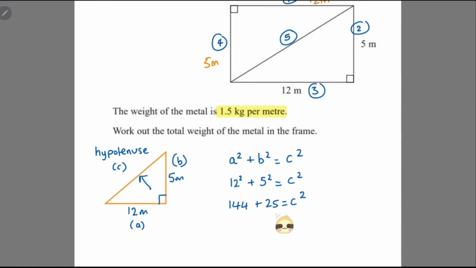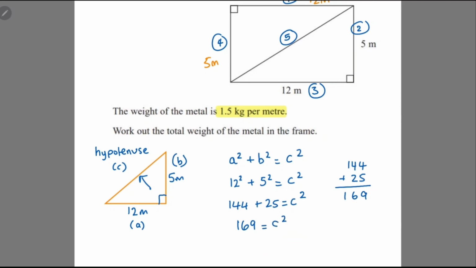144 plus 25 is 169. If that's not immediately obvious, you can add them up here. So 4 plus 5 is 9, 4 plus 2 is 6, and then you've got the 169 there. So this will give us c squared.